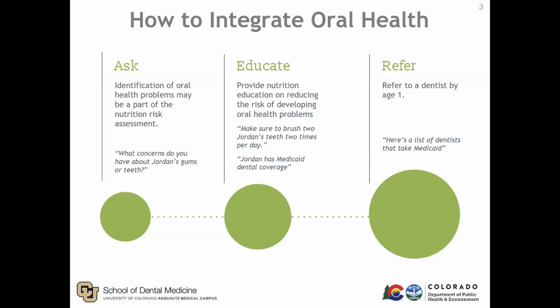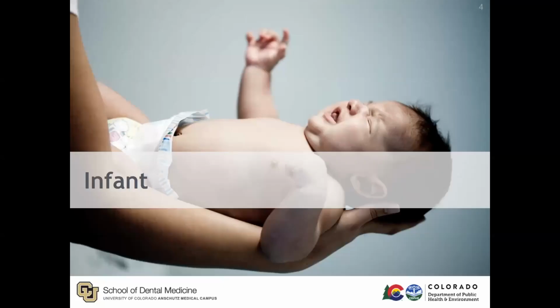What are the best ways for you to integrate oral health into WIC education? You can ask questions. In the nutrition interview, the oral health questions that you ask will help identify caregiver concerns. Educate. Select the appropriate oral health information to pass on to caregivers based on the child's age and concerns raised by the caregiver. And refer. Children should be referred to a dentist by age 1. As WIC staff, you play a critical role in connecting families to the oral health care that they need.